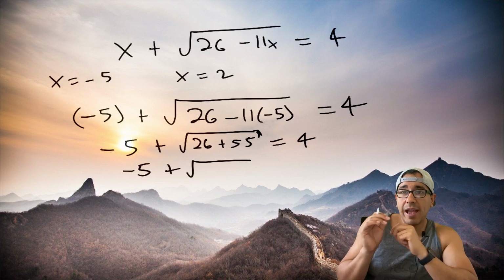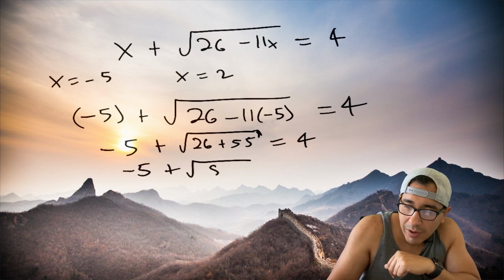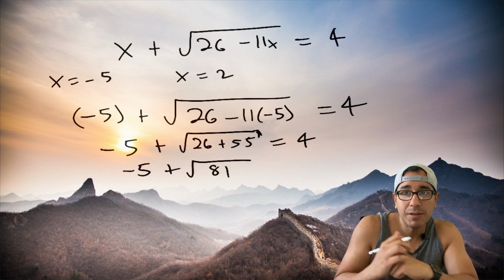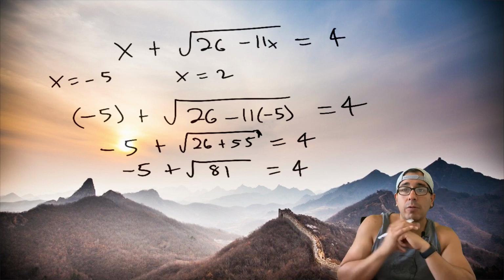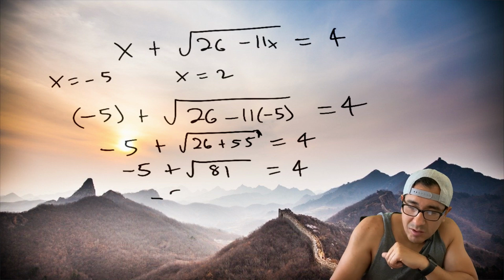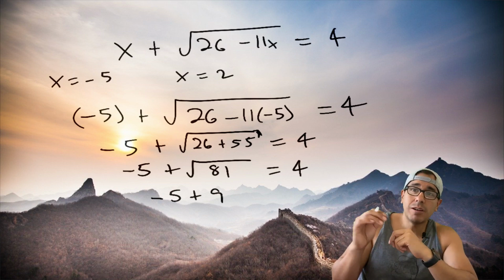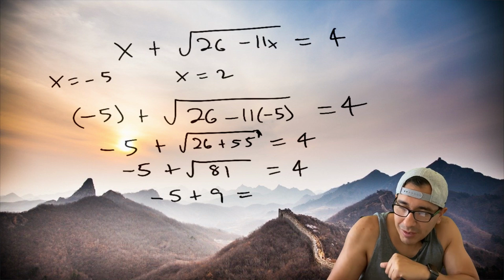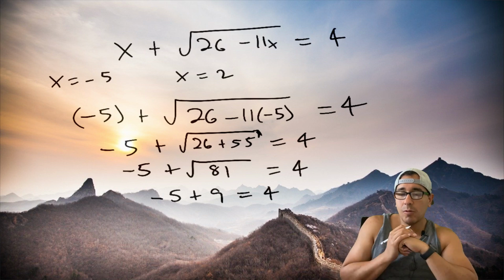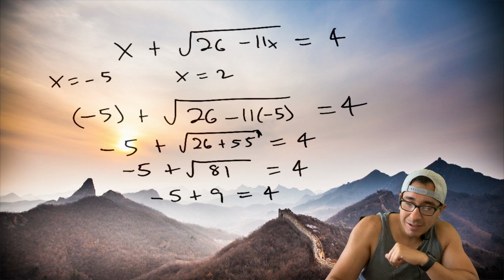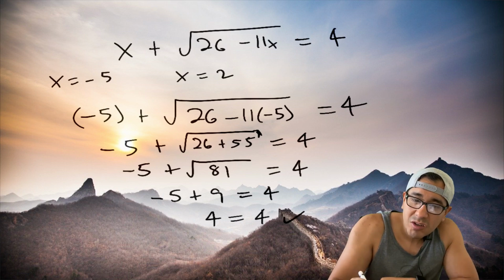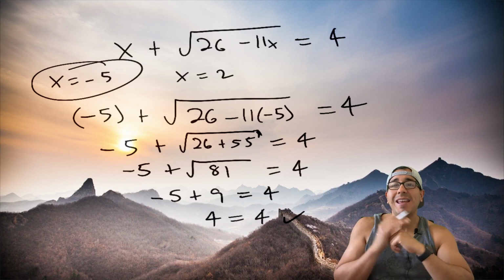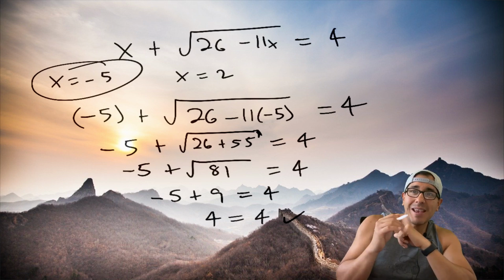Let's go ahead and add those two and we get the square root of 81, which is nice because that's a perfect square, equals 4. Square root of 81 is just going to give us 9. And that equals 4. -5 plus 9, that is 4. So we have 4 equals 4. So what we see is that -5 is a solution.